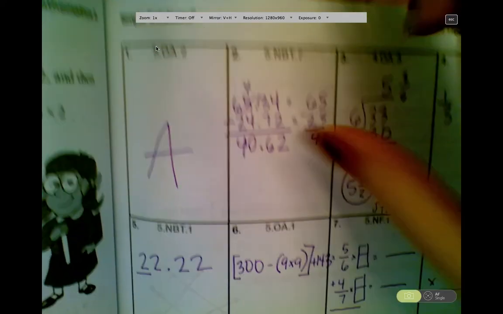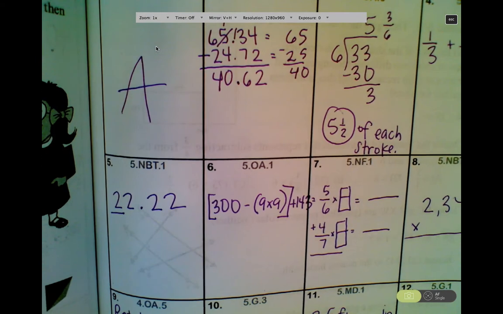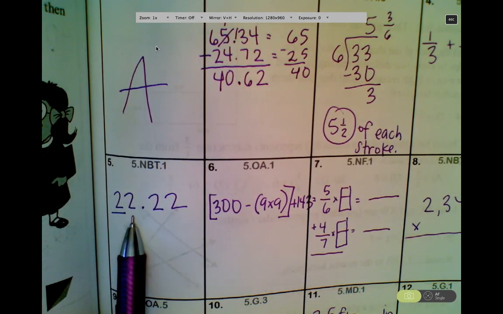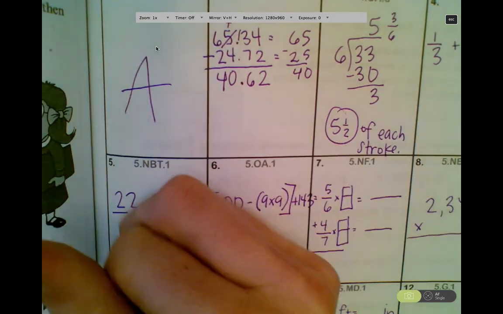Number 5. In the number 22 and 22 hundredths, the value of the digit in the tens place is how many times as much as the value of the digit in the ones place? It is 10 times larger.